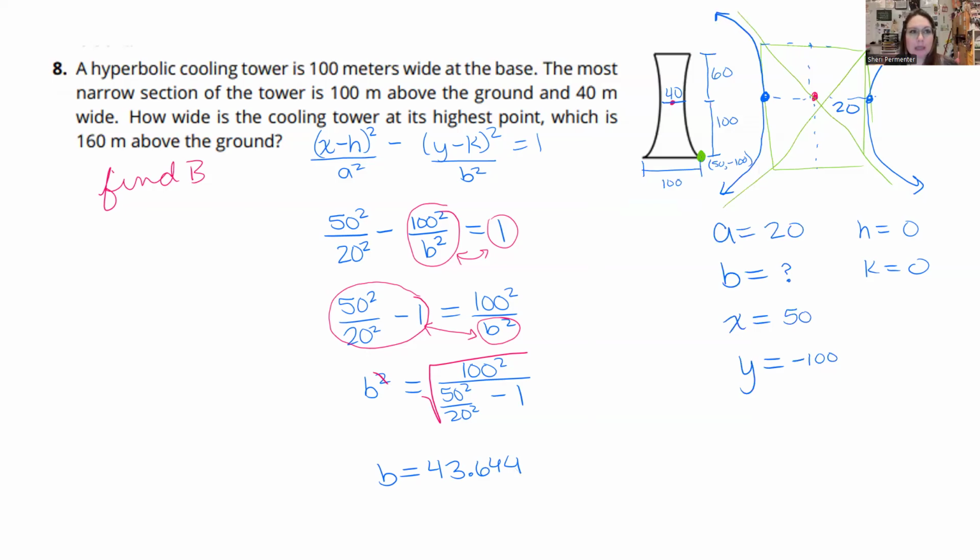Now that I know what b equals, I can find what it's actually asking me. The question that it's actually asking me is how wide is the cooling tower at its highest point? Well, I know that the highest point is at 160. Now that I know my b value, it's how far up and down you're going in the formula. It's this right here.